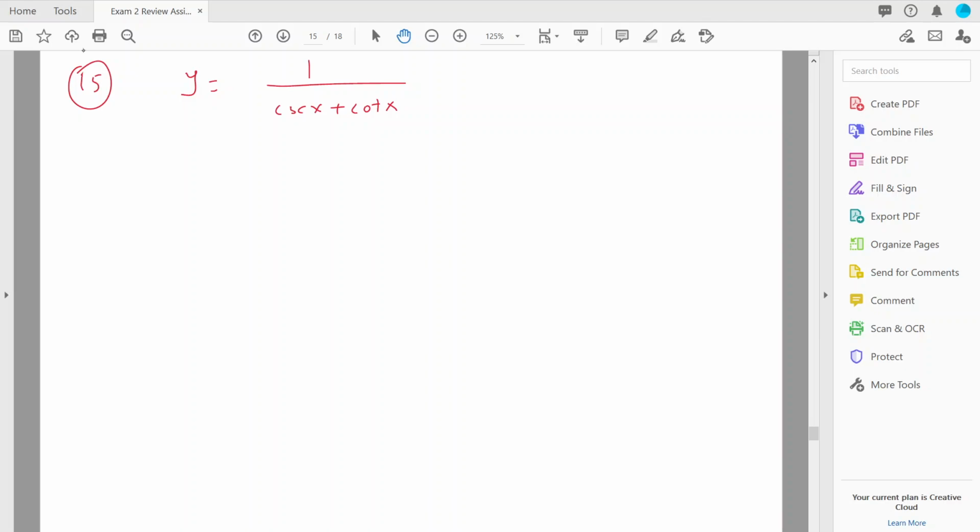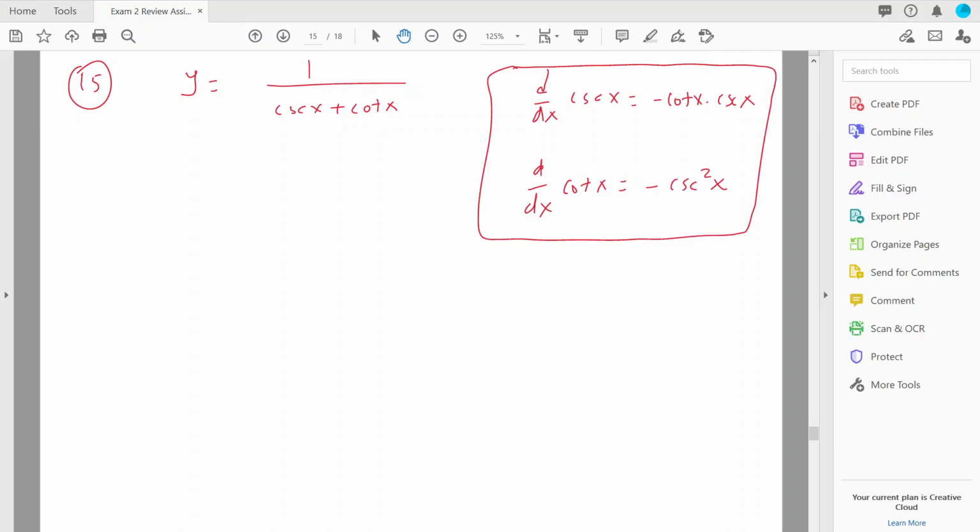I'm going to give you some of the formulas. The derivative of cosecant of x is negative cotangent of x times cosecant of x. The derivative of cotangent of x is equal to negative cosecant squared of x. These are the two derivatives we are going to use for finding the derivative of y. We have to use the quotient rule. So y prime is the derivative of 1, which is 0, minus the derivative of the first part, which is negative cotangent of x times cosecant of x, plus the derivative of cotangent of x, which is negative cosecant squared of x. That negative makes this plus, over the square of this function.